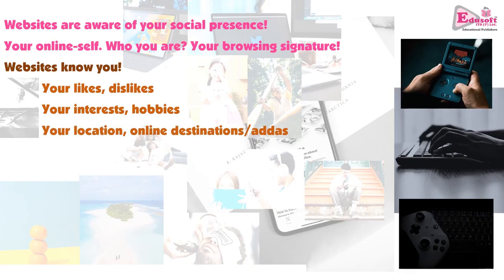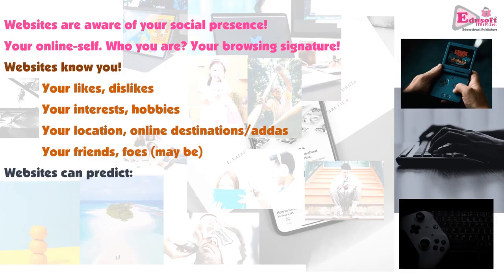We can figure out where we are on the globe at the moment, what our preferred online destinations are, where we habitually go online, who our contacts and friends are, what our network is, what contacts are there online, and the people whom we love and of course whom we hate, they know.